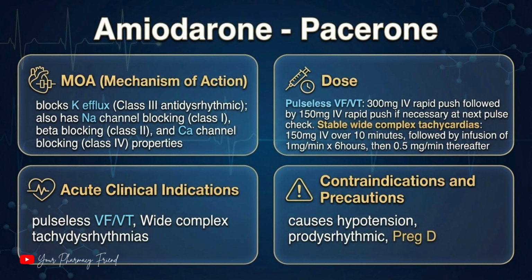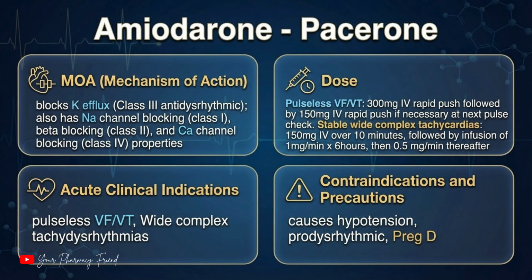Now let's review the dosing in acute cardiac emergencies. In cases of pulseless ventricular fibrillation or pulseless ventricular tachycardia, the recommended dose is 300 mg administered as a rapid intravenous push. If the arrhythmia persists, an additional 150 mg IV rapid push may be administered at the next pulse check. For stable wide complex tachycardias, the dosing strategy is slightly different.